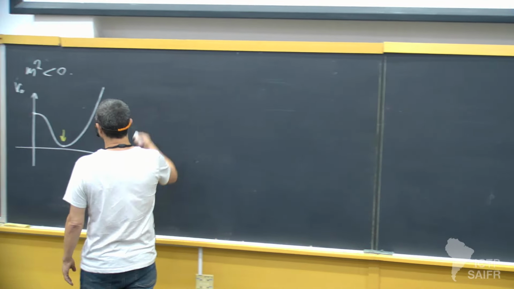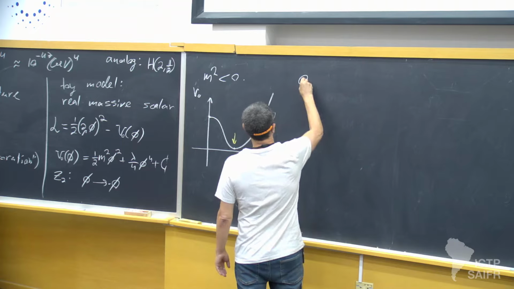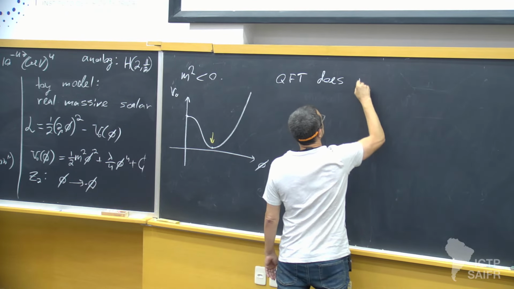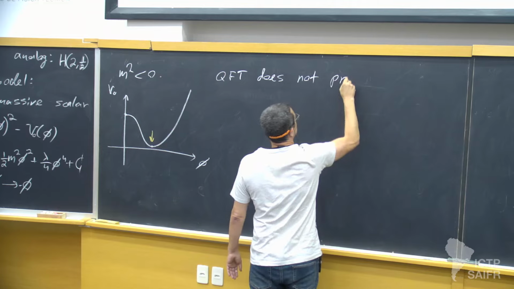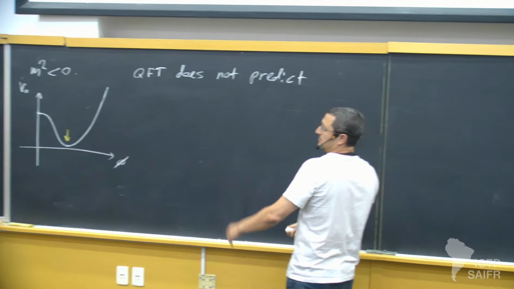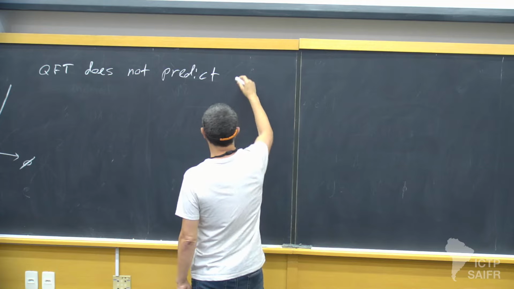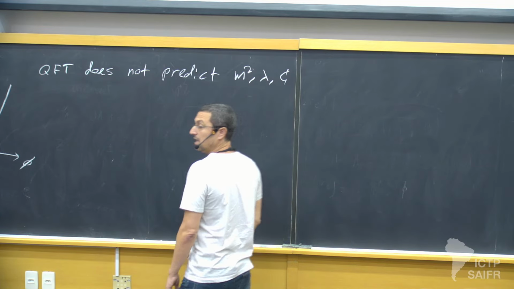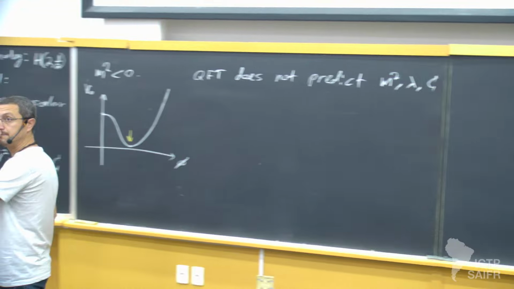So as I said, we don't know. QFT, quantum field theory, does not predict any of the couplings or parameters that are in this theory. It does not predict m squared. It does not predict lambda. And it does not predict this constant c.